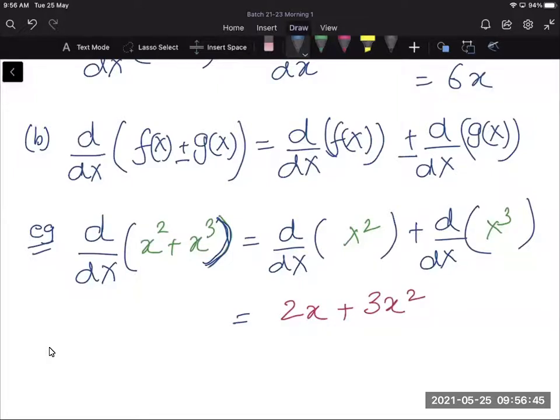Is this understood by all? Anybody having doubts in this?